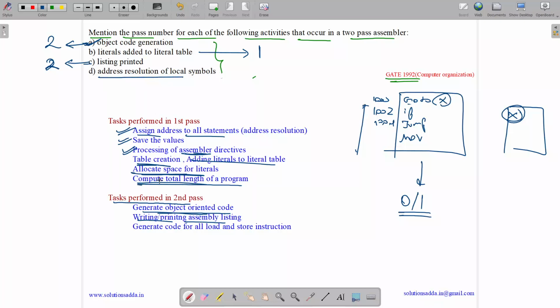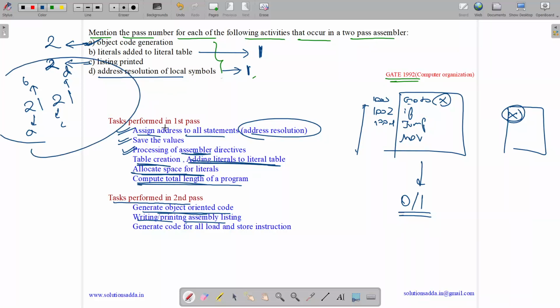Address resolution is done in the first pass, as writing the address for all the statements. And then literals are added to the literal table. Here we have adding literals to the literal table is done in the first pass. So the answer is 2121. Statements A and C are done in the second pass and statements B and D are done in the first pass of the compilation.